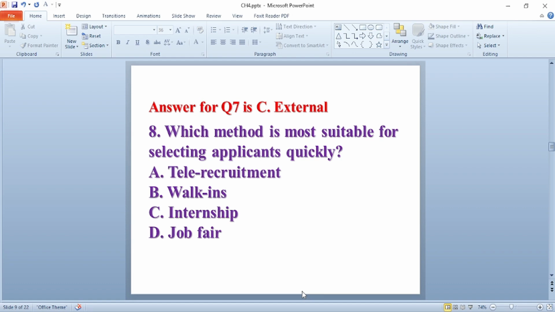Question number 8. Which method is most suitable for selecting applicants quickly? A. Tele recruitment. B. Walk-ins. C. Internship. D. Job fair. The answer for this question is B. Walk-ins.